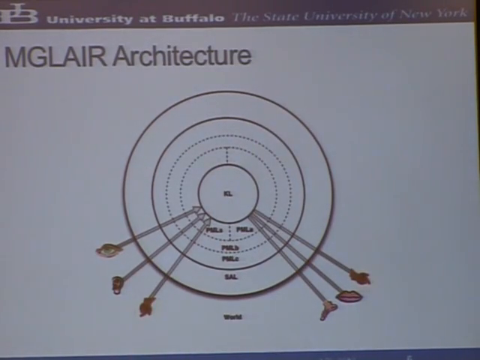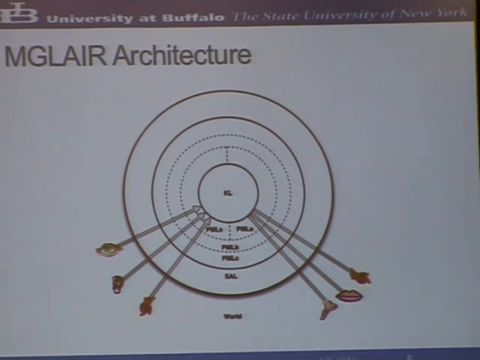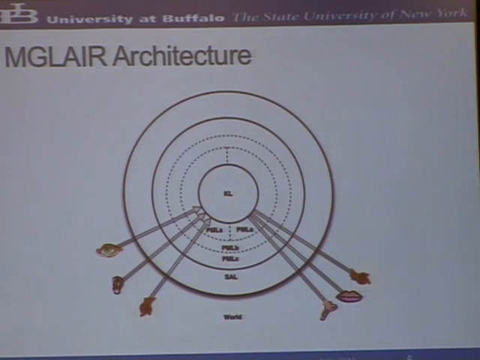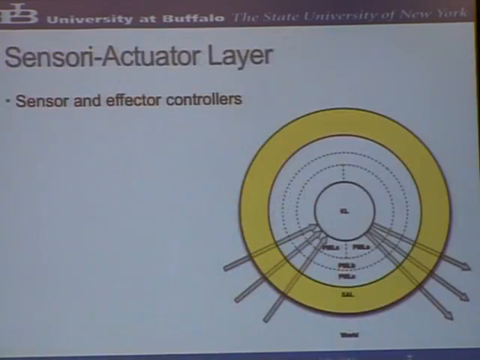And this is the picture I showed the other day of our latest way of picturing the MGLAIR architecture, the layers being rings of the circle, high being in the center, and low being at the edge, which is the world on the outside. And then there are various sensors and various effectors, each in its own modality that cuts across at least some of the layers. So the sensory actuator level, those are the sensor and effector controllers. On a software robot, they're what come with the robot simulation or that we build into the robot simulation. On a hardware robot, they're what comes with the hardware.